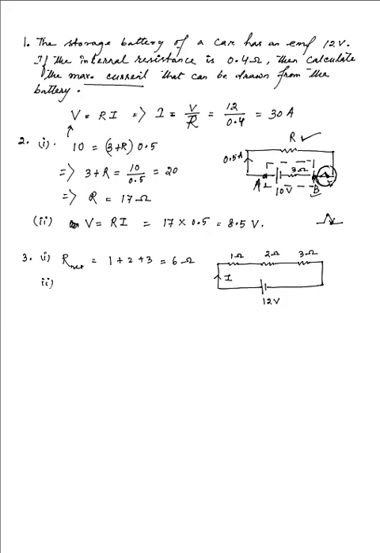Now the second part asks what will be the potential drop across each resistor. Because this is a series combination, the potential drops will be different, and they will add up to give the total potential provided to the circuit, which is 12 volts. So let's check that. Let V1 be the potential across the 1 ohm resistor, V2 the potential across the 2 ohm, and V3 the potential drop across the 3 ohm resistor.